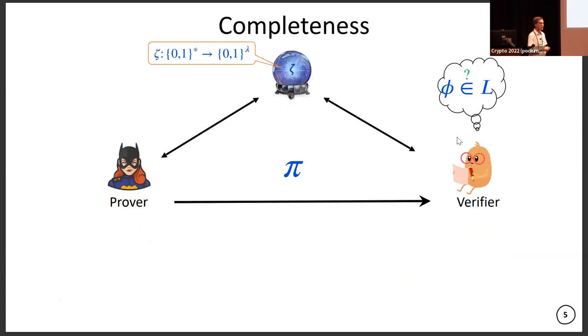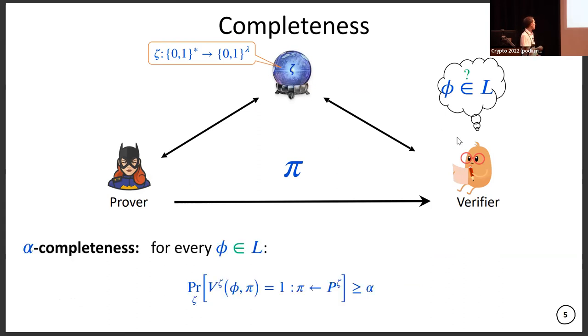Okay. So let's discuss completeness in this model. We know completeness of proof systems, but here we have a random oracle, which changes the completeness definition a bit. If you have an instance phi and the language L, which we will now, for the talk, think about as SAT, and an instance phi is a formula which we want to see if it's satisfiable, then completeness says that with high probability over the distribution of the random oracle, the verifier, given the proof computed by the prover, will actually choose to accept. And we get alpha-completeness if this probability is greater than alpha.